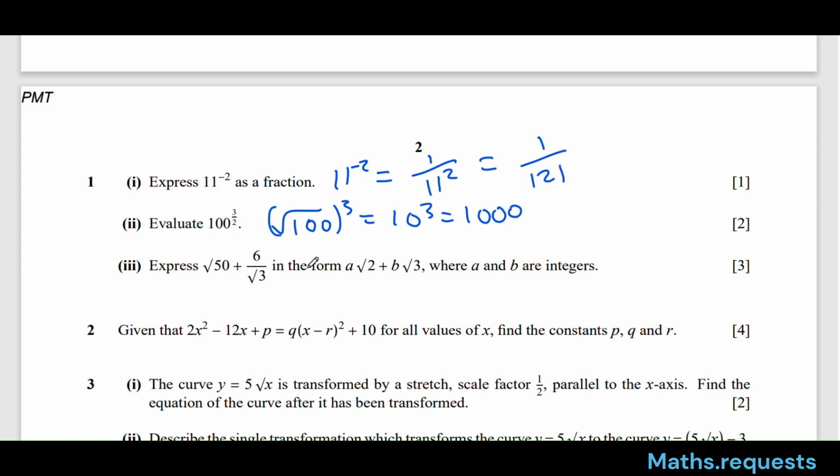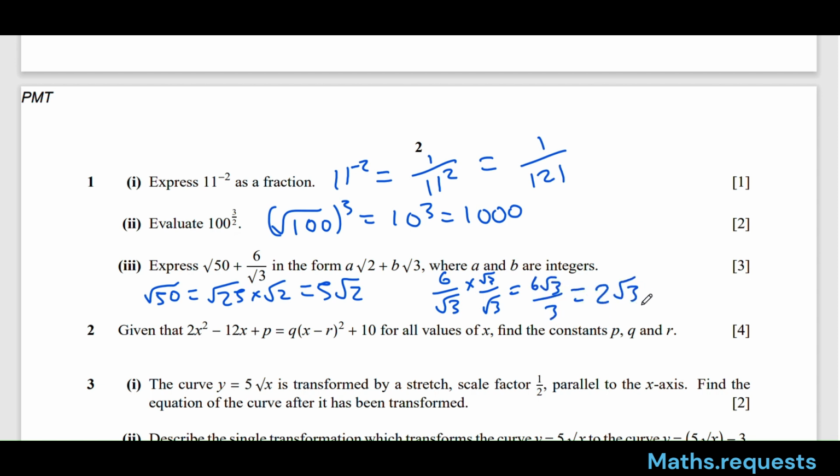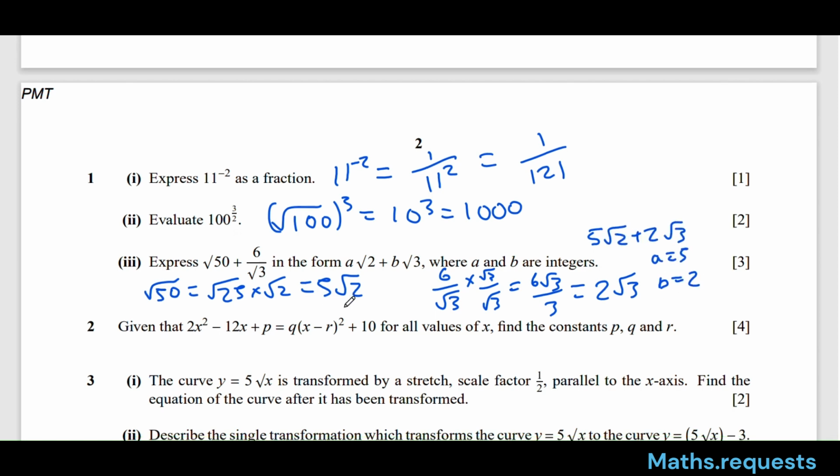Express root 50 plus 6 over root 3 in the form a root 2 plus b root 3. So root 50, the same thing as root 25 times root 2, which is the same as 5 root 2. And then 6 over root 3, we can rationalize it. So we can times it by root 3 over root 3, which gets us 6 root 3 over 3. And of course 6 divided by 3 is 2, so you get 2 root 3. So we can write it in the form of 5 root 2 plus 2 root 3. So a equals 5 and b equals 2.